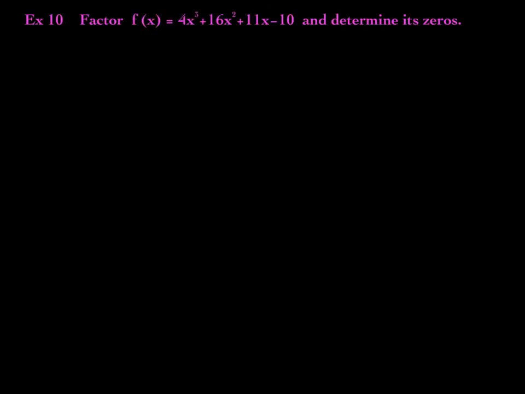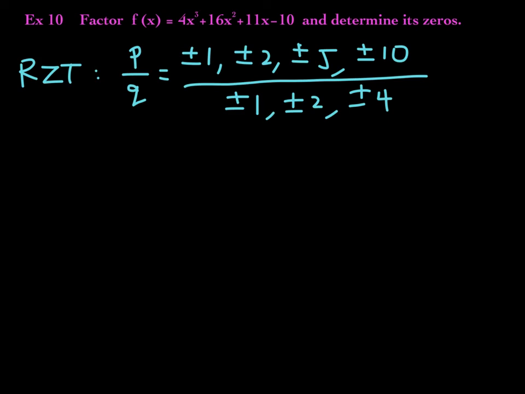All right, factor this cubic polynomial and determine its zeros. So here we go. Rational zeros theorem. The rational zeros theorem will say that any possible rational zero will be of the form P over Q. Here are your factors of the constant term. These are factors of the leading coefficient.